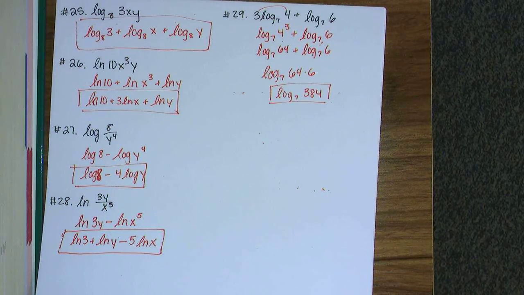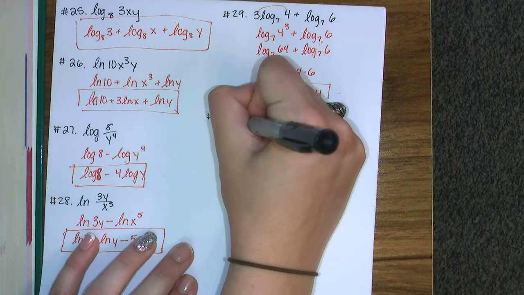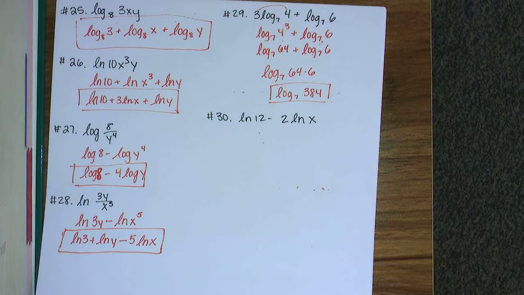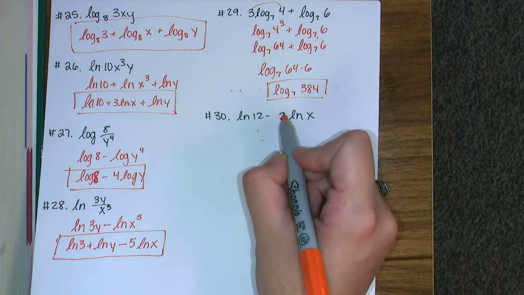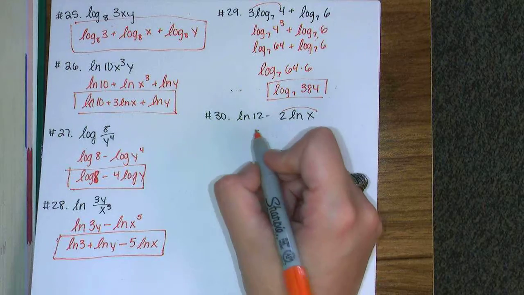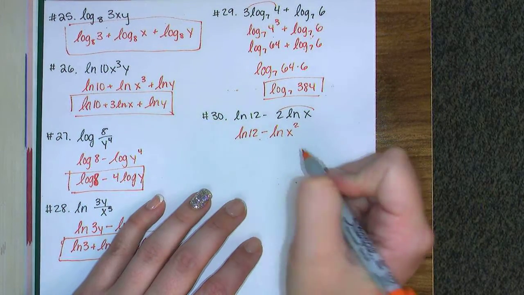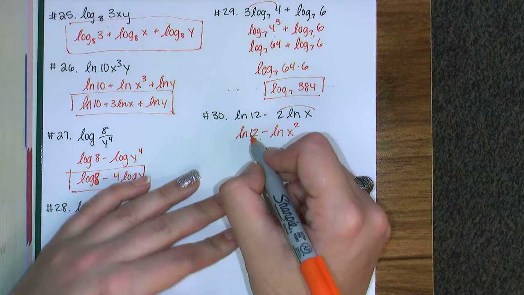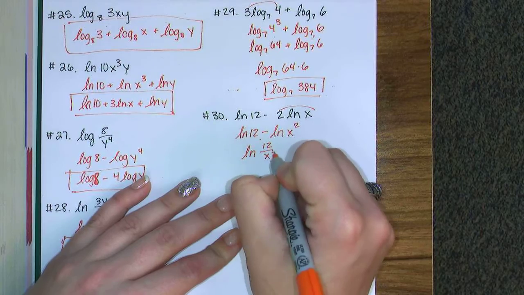Let's see, 30. We have the ln of 12 minus 2 ln of x. So I have a difference of logs, meaning I have the quotient, but I also have this power rule. So I would recommend doing this power rule first. So I would do the ln of 12 minus ln of x squared. Now I can use the quotient rule to give me, remember, it's always top minus bottom, so this is the top here, so ln of 12 over x squared.